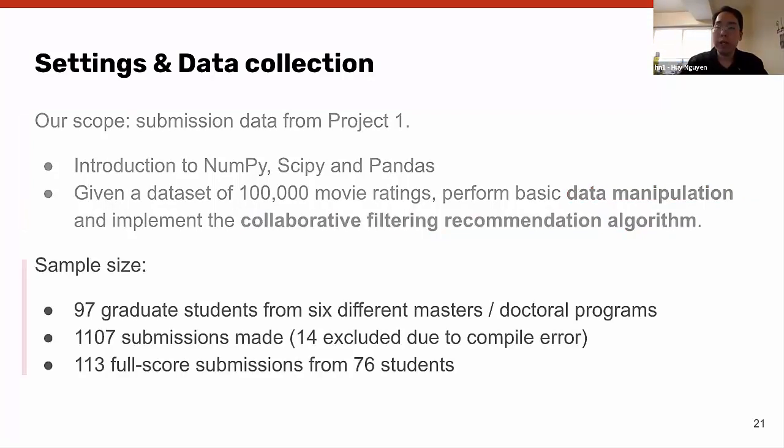For this project, our sample size includes 97 graduate students from 6 different programs. They made a total of 1,107 submissions, 14 of which were excluded from analysis because they had compile errors. There were 113 full score submissions from 76 students. Here we note that a student might continue to submit after getting full scores if they want to further optimize their code, which is why there are more full score submissions than the number of students.